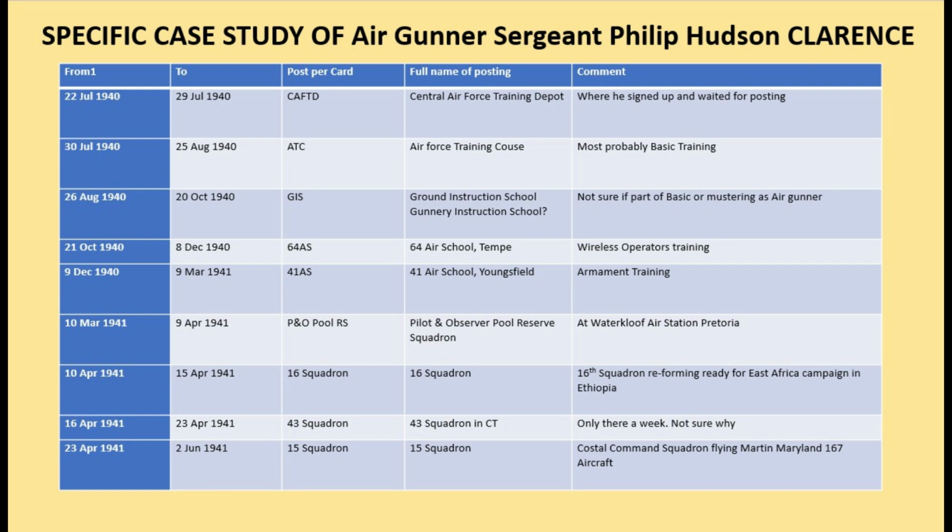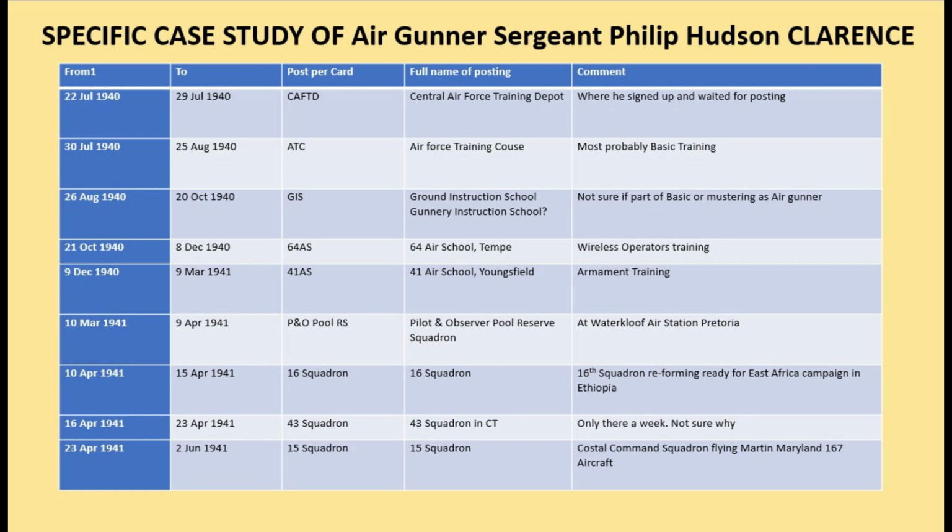From the 10th of March to the 9th of April, once again a month, he was part of the P&O pool. Took a bit of time to work that out, but also had RS behind that heading. I think it stands for Pilot and Observer Pool Reserve Squadron, and this was at the Waterkloof Air Station in Pretoria. On the 10th of April to the 15th of April 1941, he was in the 16th Squadron, and they were busy reforming with their Maryland aircraft to fly as part of the East Africa campaign in Ethiopia.